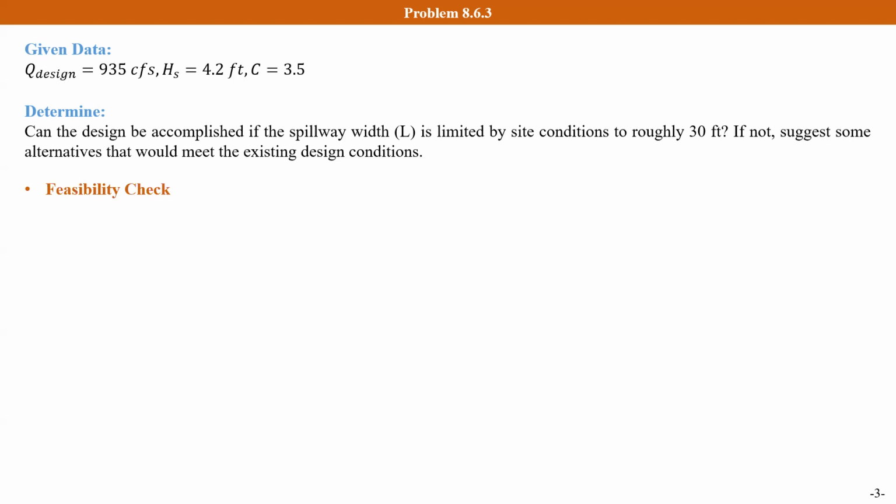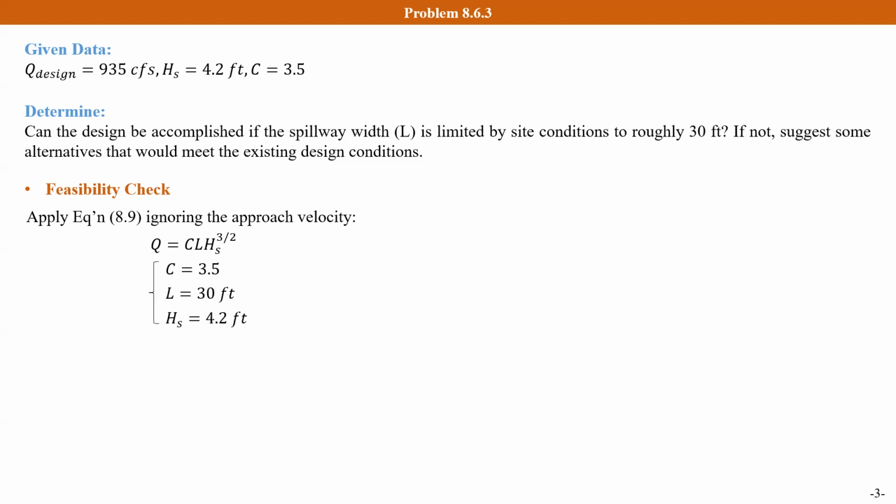First, we need to do the feasibility check. By applying equation 8.9, ignoring the approach velocity, we can calculate the flow rate. In this equation, we know the spillway coefficient equals 3.5. The spillway width is 30 feet. The static head is 4.2 feet. Then we can get the flow rate. It equals 904 cubic feet per second.